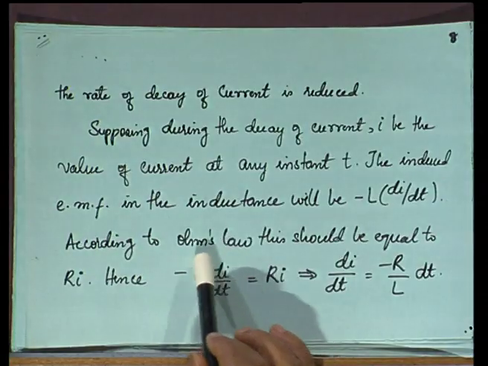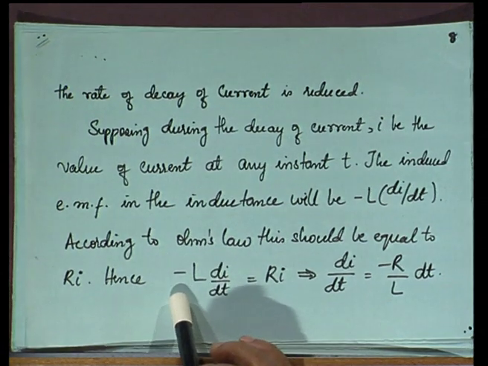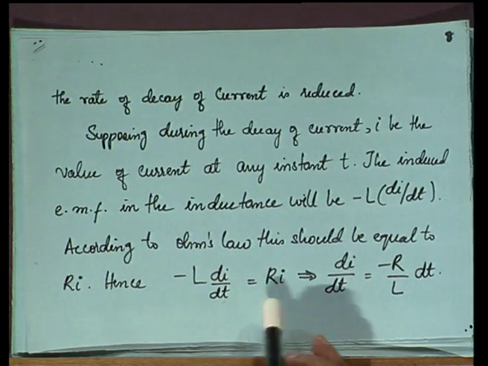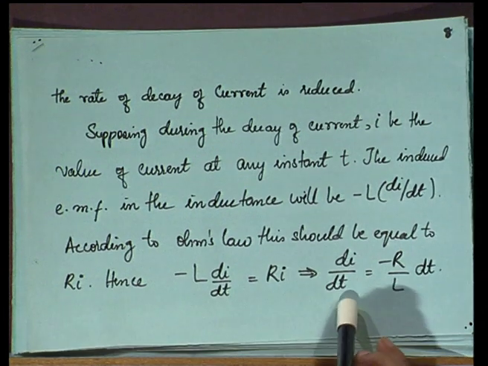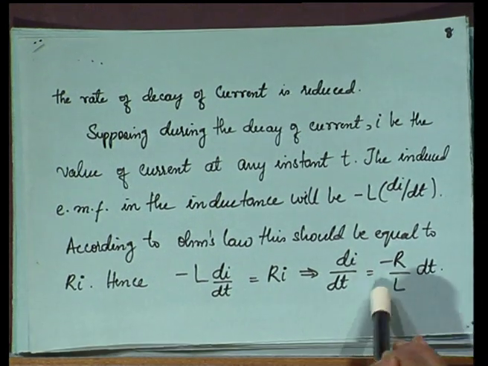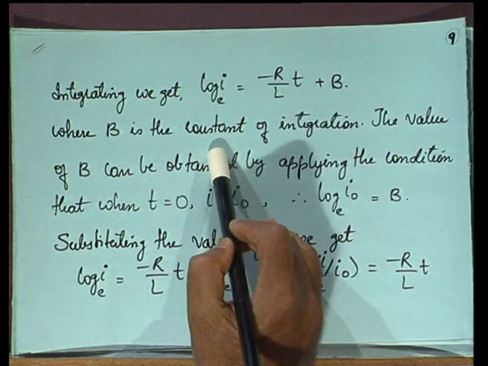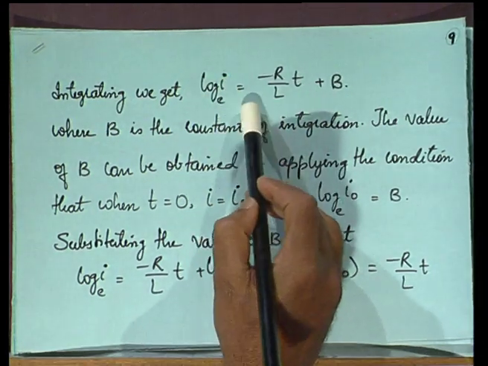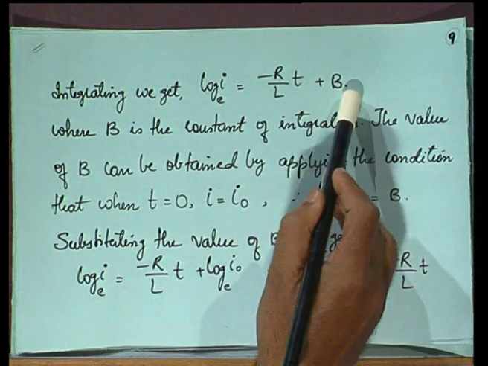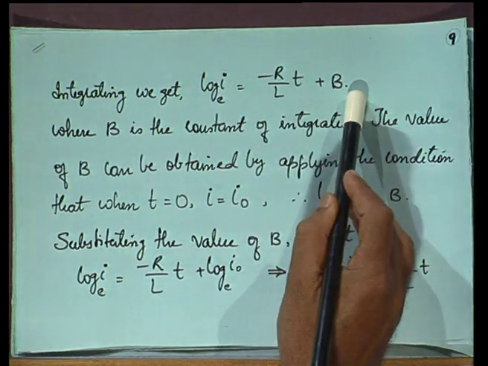In that case, the voltage across the resistance at any time is given by minus L di by dt, that is equal to Ri. If you substitute and simplify further, integration of this function gives log I to the base e is equal to minus R by L into t plus b, where b is known as the integration constant.